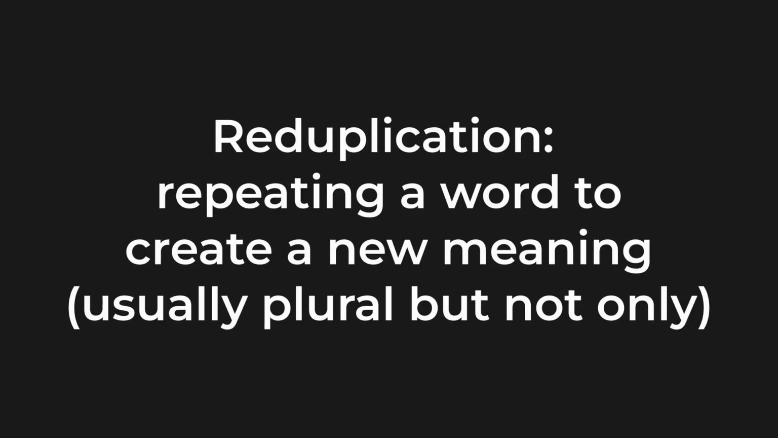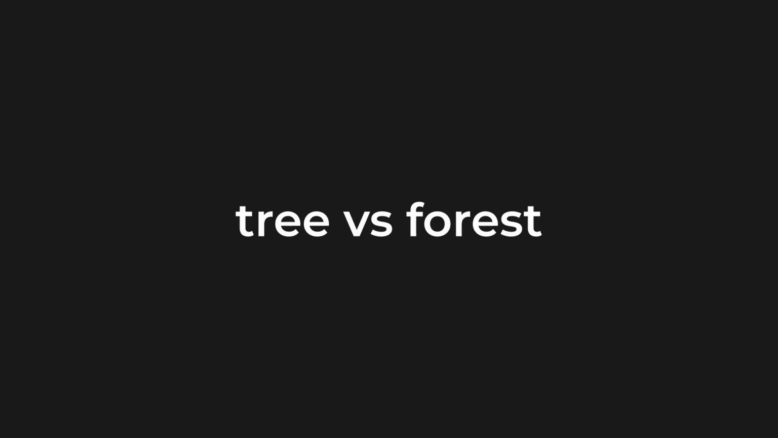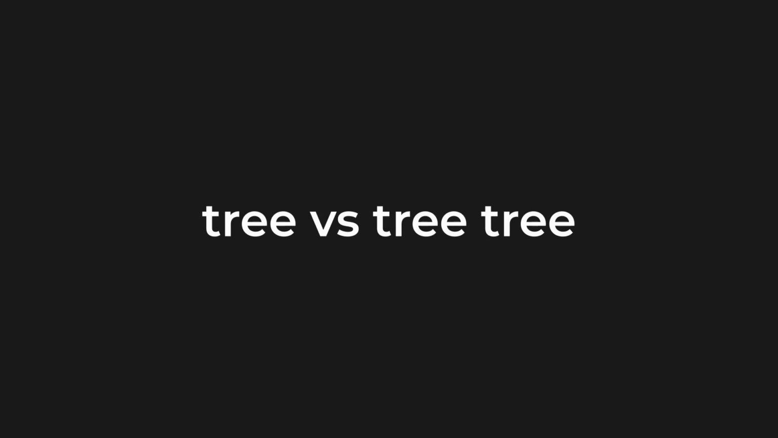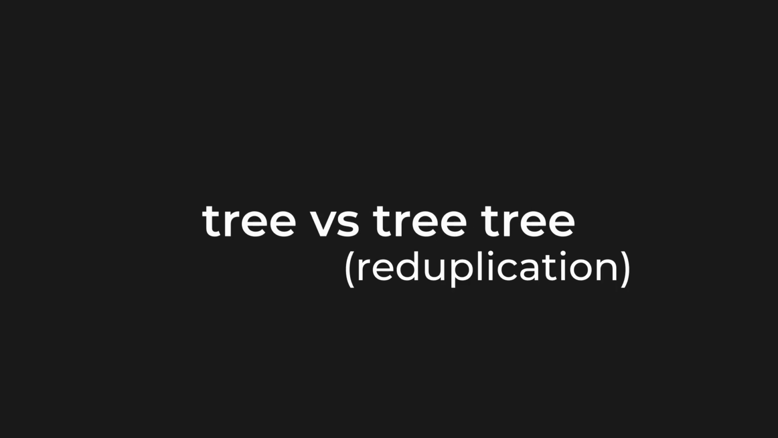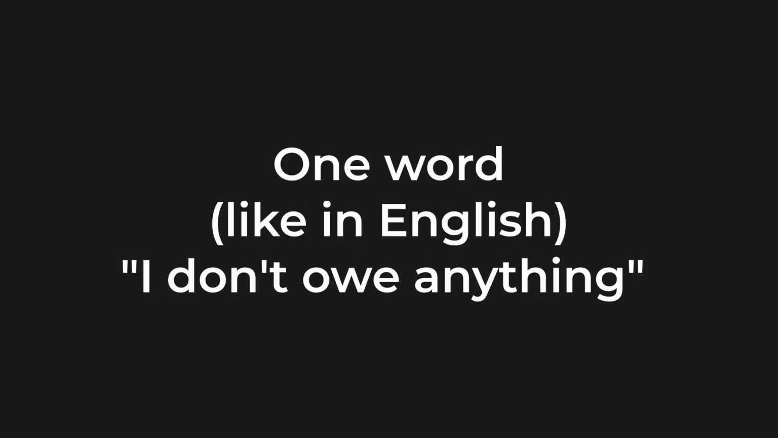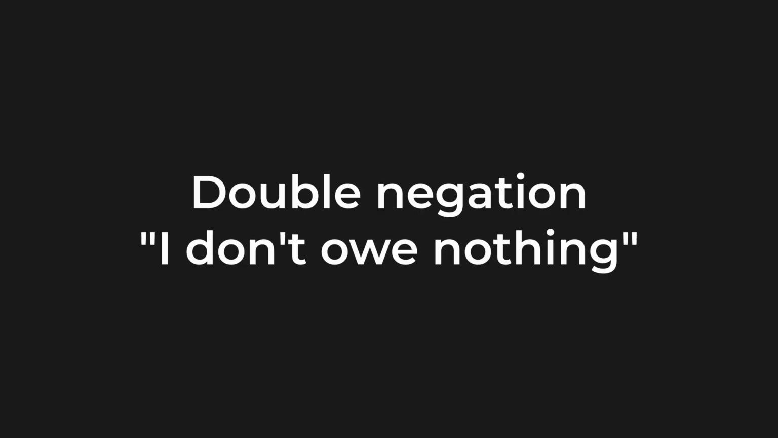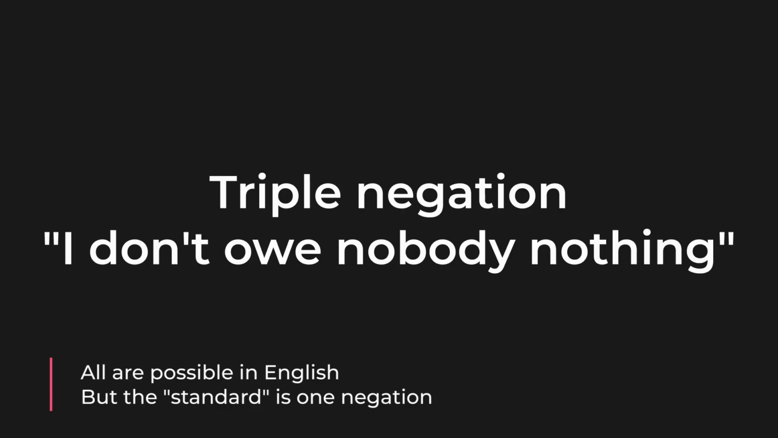One example is tree versus forest. Two words are used to distinguish between one tree and many trees. But a language with reduplication could say tree versus tree to distinguish between one tree and a forest. We could also organize everything based on how negations are formed. For example, with the presence of one word, or a double negation, or even a triple negation.